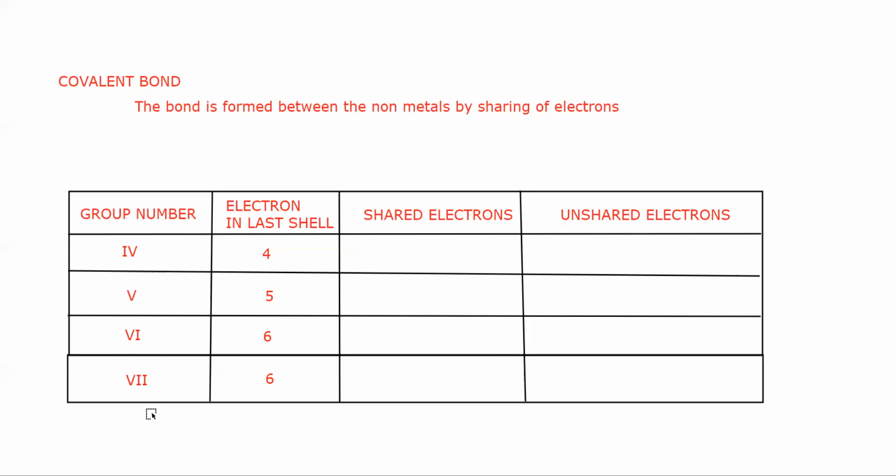So group 4, 5, 6, and 7. Number of electrons in the last shell. For group 4, it is 4 electrons. Group 5, 5 electrons. Group 6, 6 electrons. And group 7, having 7 electrons in the outermost shell or last shell.